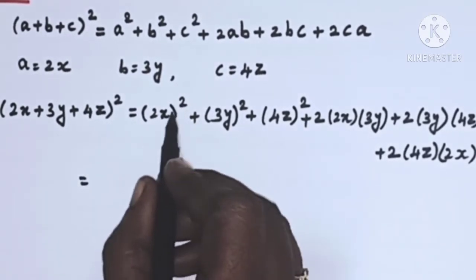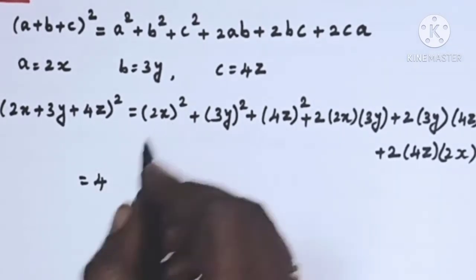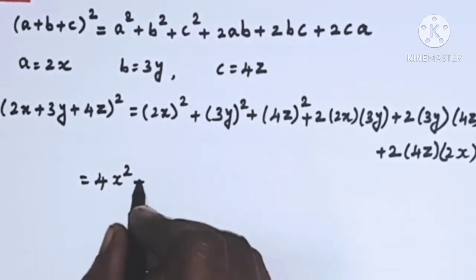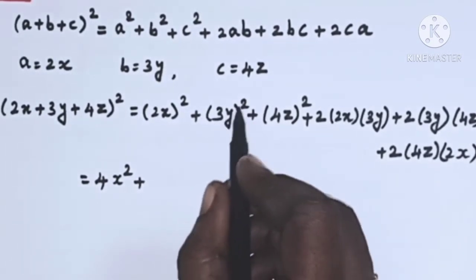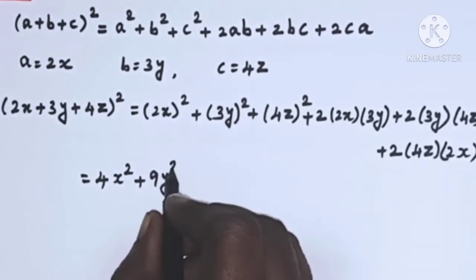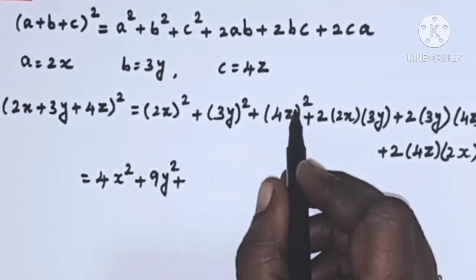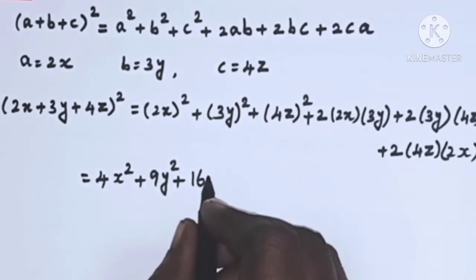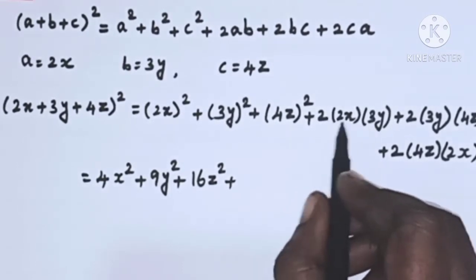So now we wrote all the values in the identity, which is equal to 2x the whole square. So 2 square and x square. 2 square is what? 4. 2 into 2, 4. X square is x square. 4x square. Again plus 3y the whole square. 3 square is 3 3s are 9. Y square is, write as it is, y square plus 4 square. 4 square is what? 4 4s are 16. So 4 square is 16 and z square is z square.